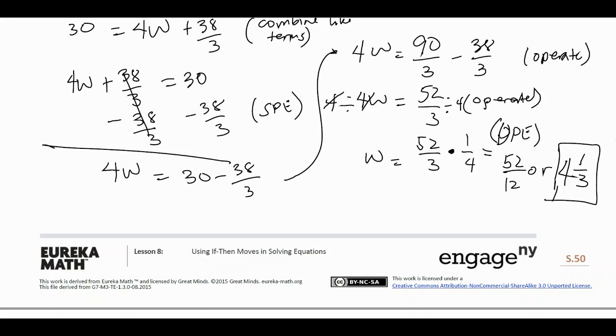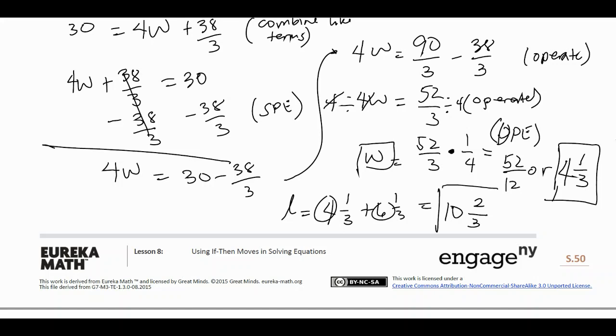All right, but remember that is just the width. So our length is equal to the width, which is 4 1/3, plus 6 1/3. How do we add fractions? We can add the whole numbers, which is 10. And for the fractions, we just add the numerators and remain the denominator. So 1 plus 1 is 2. And then copy the denominator, which is 3. There you have it.